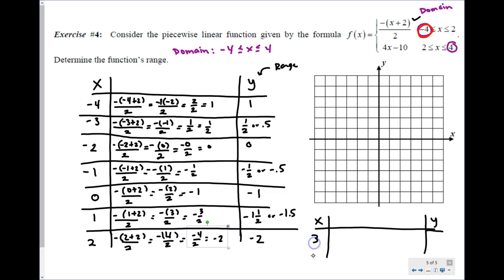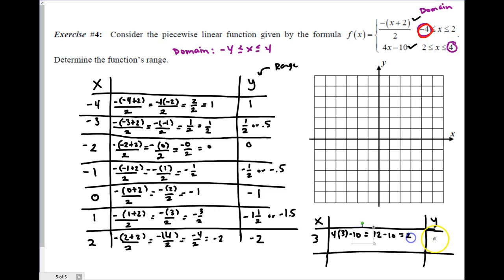But for 3 and 4, what equations am I going to pick? I'm going to pick the second equation, this 4x minus 10 one, because 3 is between 2 and 4. So now I'm going to plug 3 into 4x minus 10. So I have 4 times 3 minus 10, which gives me 12 minus 10, which gives me a 2. And then when I plug in 4, I'm going to have 4 times 4 minus 10, which gives me 16 minus 10, which gives me a 6.